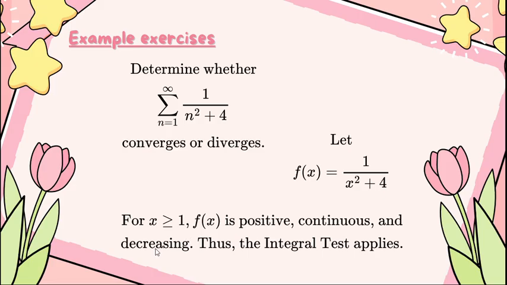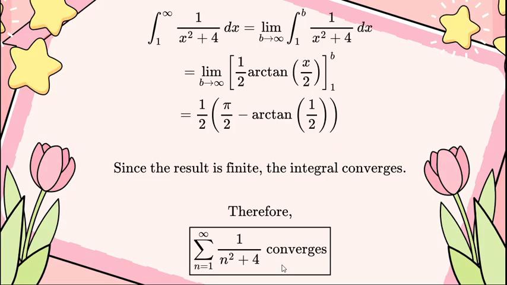And lastly, it is decreasing, since as the value of the denominator grows, the numerator stays at 1, and that makes our whole fraction and whole function decreasing. So thus the integral test applies. So we do perform again its improper integral.